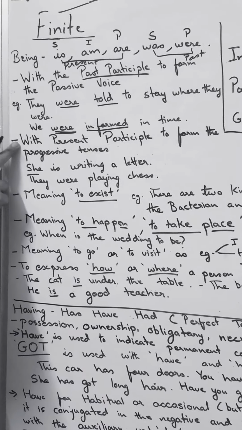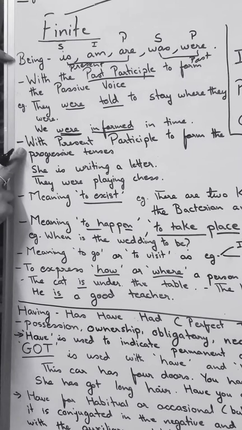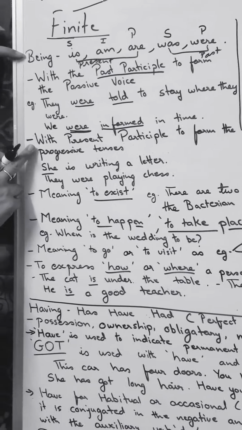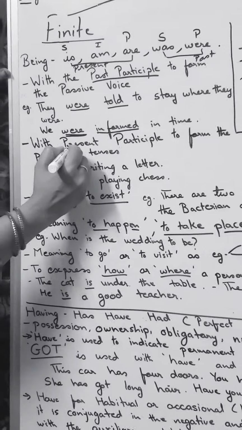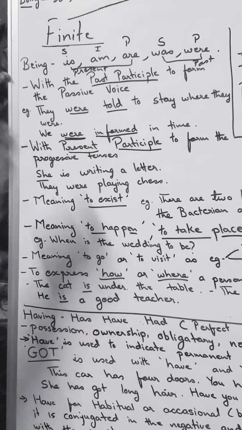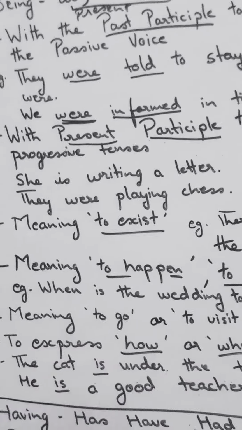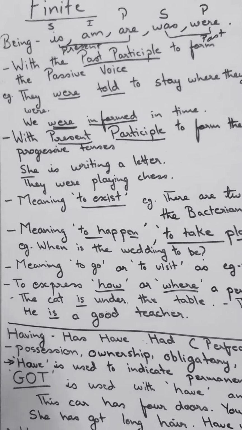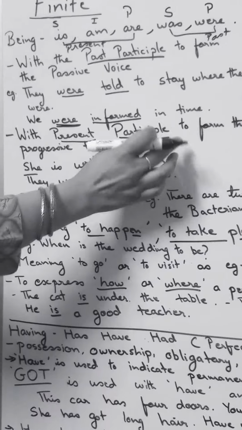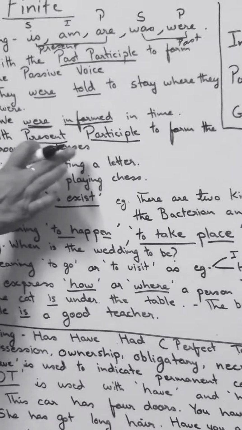Now, with being, we are using the present participle. Now I'll come to that. Present participle is the base form of the verb, the first form of the verb, plus ing. That is the present participle, used to form the progressive tense.